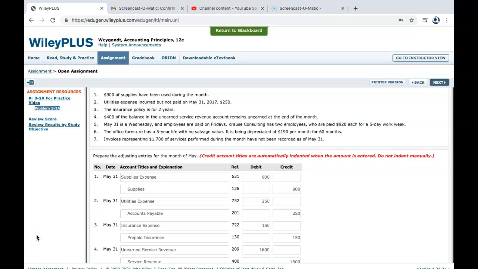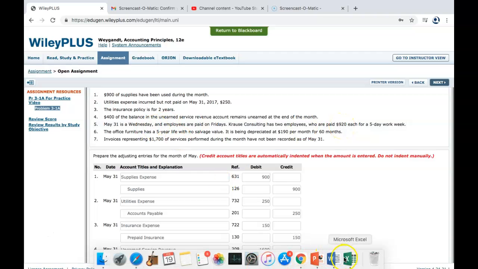Okay, number 5, May 31st is a Wednesday, an important part of this puzzle, and employees are paid on Friday, another important part. Kraus Consulting has 2 employees who are paid $920 each for a 5-day work week. So what we need to do here is adjust for the remaining days in May. So that's only 3, right? Monday, Tuesday, and Wednesday, and then they are paid on Friday. In this case, it's June. They have 2 employees, so we have to look at it from the perspective of 2 employees.